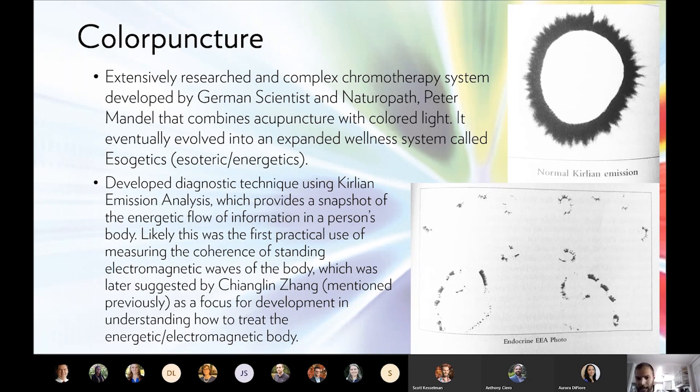There's like really extensive diagnostic techniques. So he uses this thing called Kirlian emission analysis. So these are examples of Kirlian photographs, which basically give you a sense of the electromagnetic output of different parts of your body, and they'll use fingers and toes. So this is at the top. This is normal. This is what it should look like. And then this is when someone's having an endocrine problem. You can see all the gaps in their fingers and stuff. So this is really the first practical use of measuring coherence in standing electromagnetic waves of the body that we talked about earlier in relation to acupuncture.